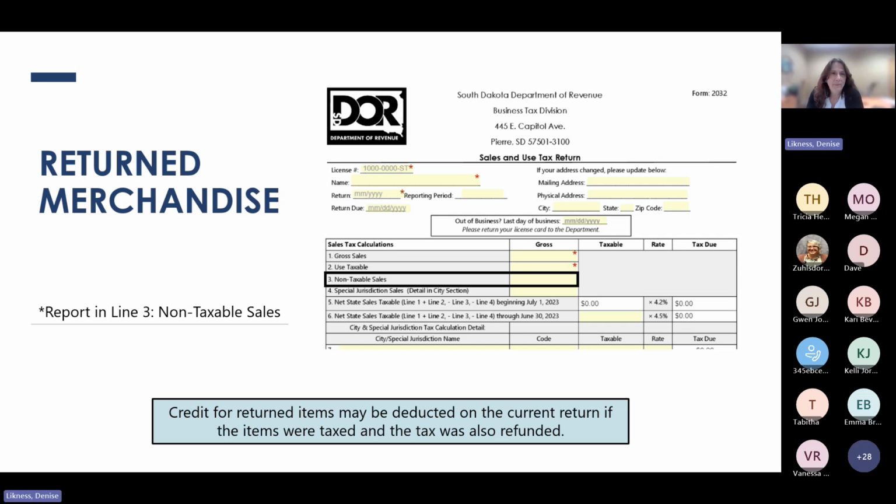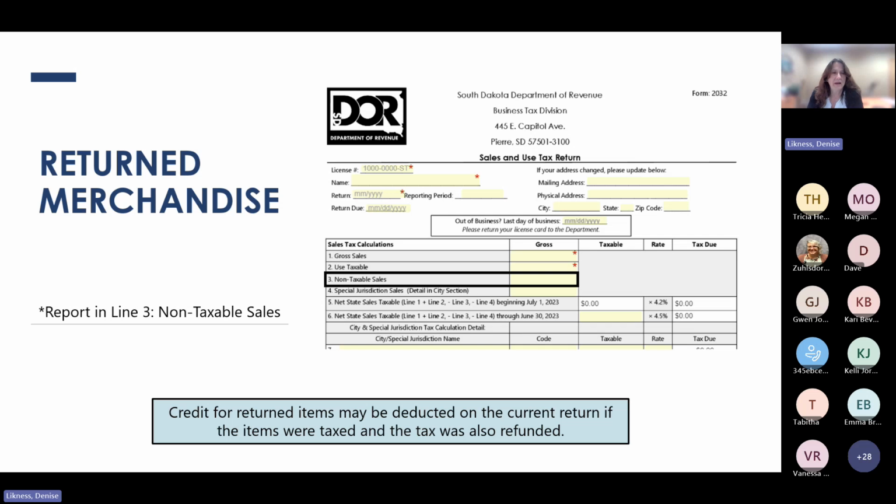Now, this slide is a copy of the sales and use tax return. And we're talking about return merchandise. When I first started, I had one guy who would come in every month and say, I need to amend the previous month's return because I had a bunch of merchandise that I reported that month that got returned to me. But this is the correct way to do it.